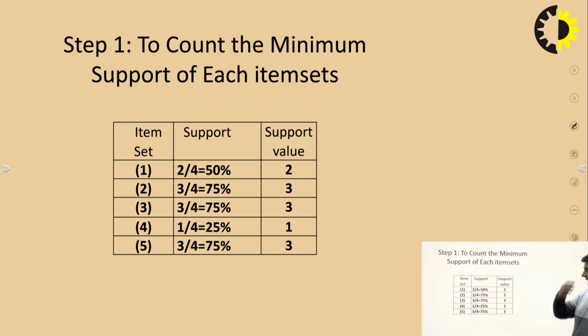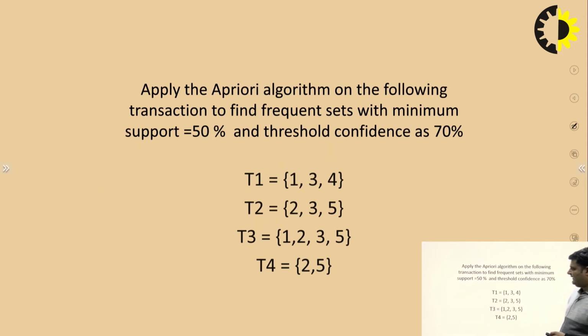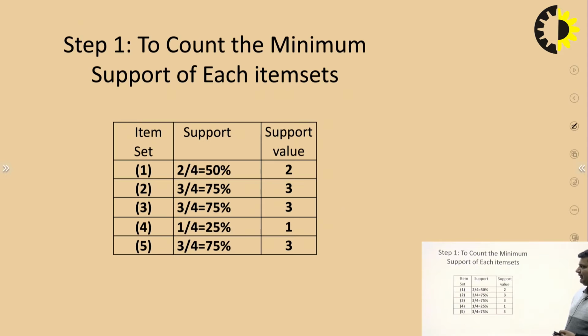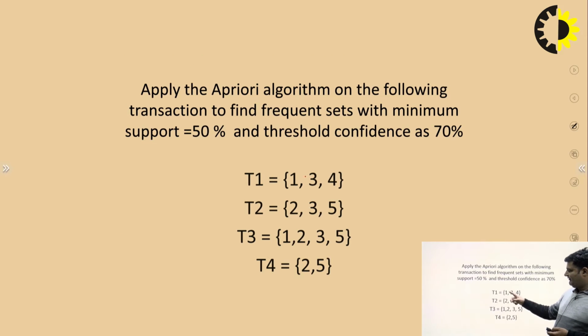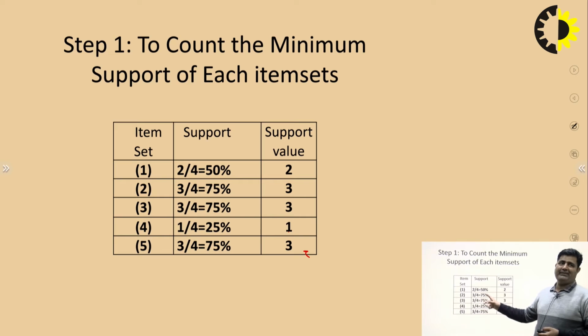The first step of this algorithm is to count the minimum support of each item set. As we mentioned in the previous video, we have a total of 5 items: 1, 2, 3, 4 and 5, and with the help of this we make a table in step number 1. One column is the item set, with the 5 items 1, 2, 3, 4, 5. We find the support percentage of each. Item 1, out of the 4 transactions, is purchased 2 times, in transactions 1 and 3, so the support value is 2 by 4, which means 50%.